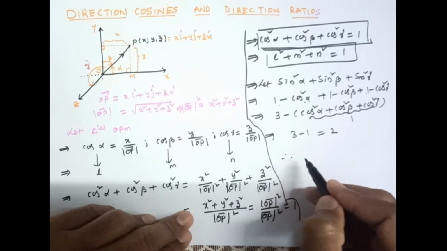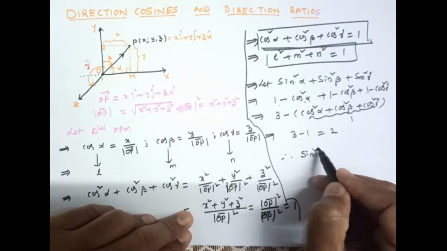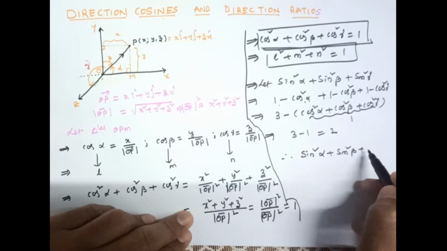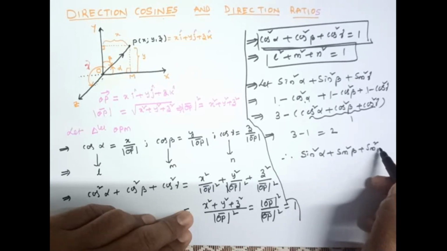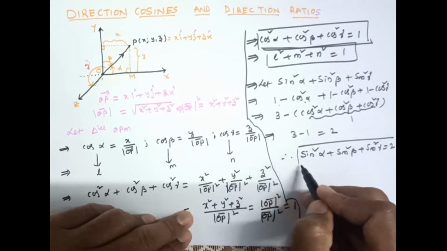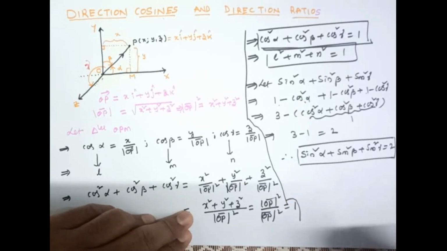So finally what you can write is sin square alpha plus sin square beta plus sin square gamma is equal to 2. So this is another important identity.